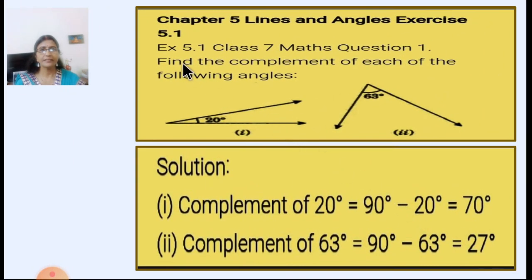Now children, this is the question from exercise 5.1. Question number 1. Find the complement of each of the following angles. So here two angles are given. First angle is here, you can see 20 degrees, and you have to find out the complement of this angle. So the complement of 20 degrees will be, we can directly subtract like this, 90 degrees minus 20 degrees is equal to 70 degrees. Same way next question also, complement of 63 degrees. So 90 degrees minus 63 degrees is equal to 27 degrees.